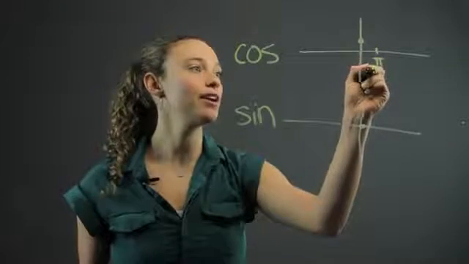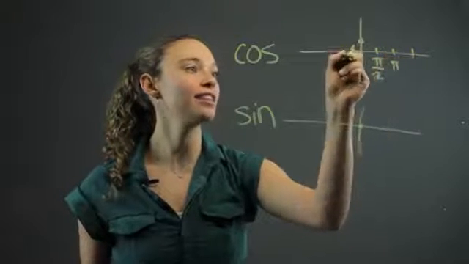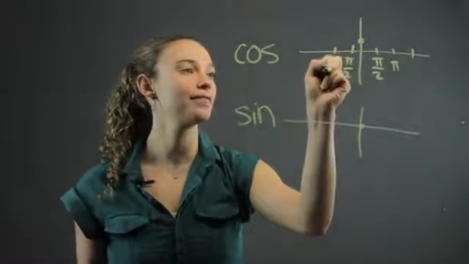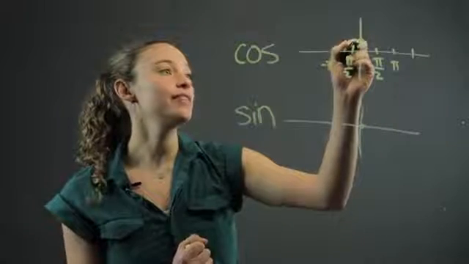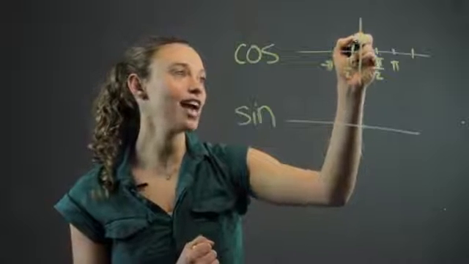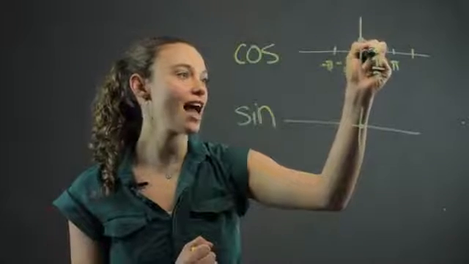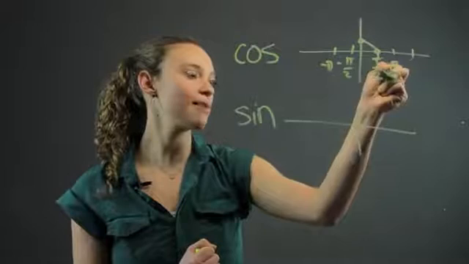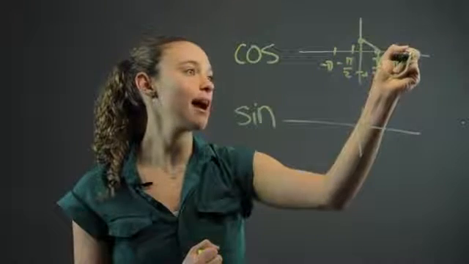On the graph, we want to label it with pi over 2 and pi, and this is negative pi over 2, and this is negative pi. Those are the increments that we want to set up the graph with. So it's going to intercept the y-axis here at 0, 1, and cosine is then going to come down and intercept the x-axis at pi over 2.